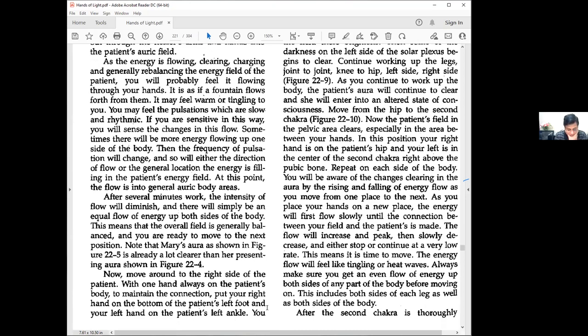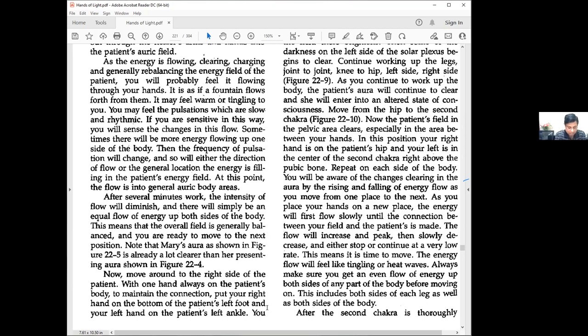Move from the hip to the second chakra, figure 22.10. Now the patient's field in the pelvic area clears, especially in the area between your hands. In this position, your right hand is on the patient's hip and your left is in the center of the second chakra, right above the pubic bone. Repeat on each side of the body.